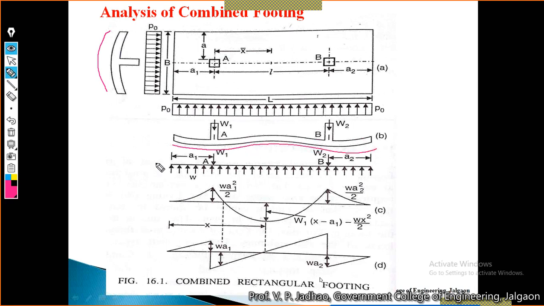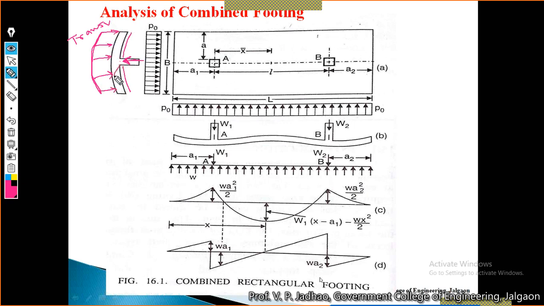If we see here, the bending in this direction is hogging bending. This can be considered as hogging, and this will be your transverse direction. In the transverse direction, we will be considering that this portion is a cantilever portion. This particular cantilever portion is resting on the column, and it is subjected to some uniform pressure distribution.